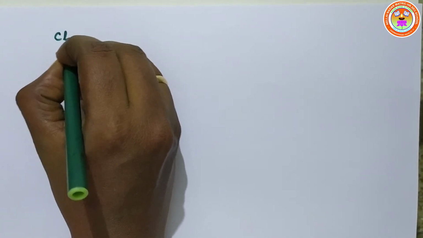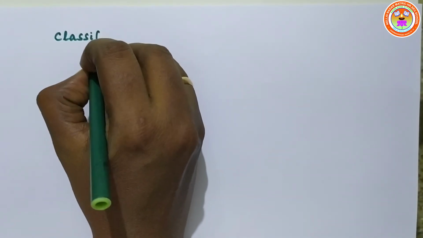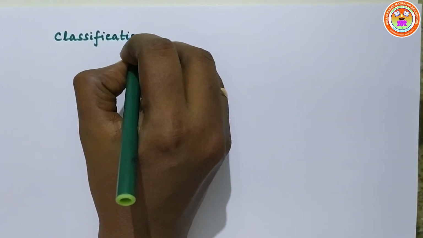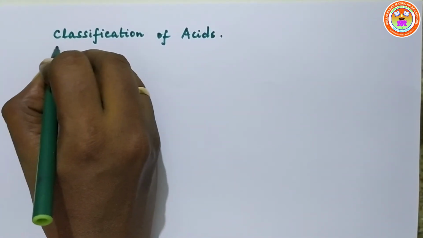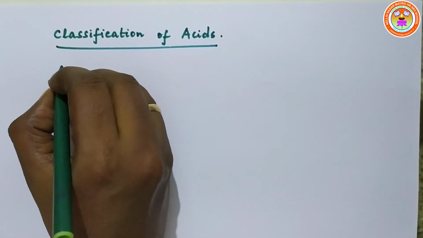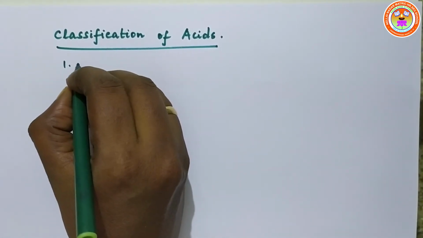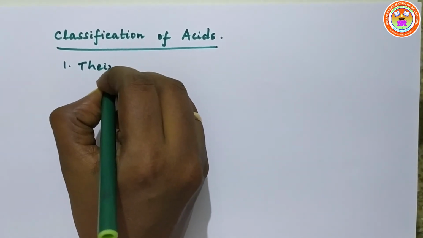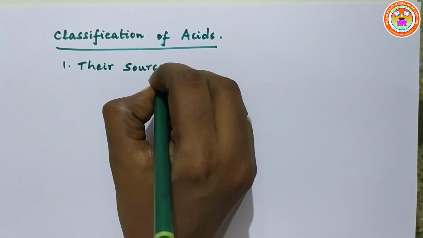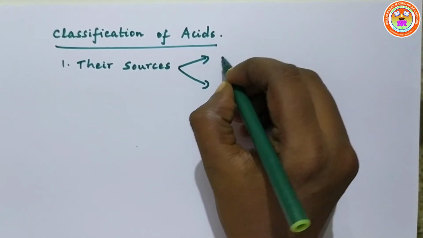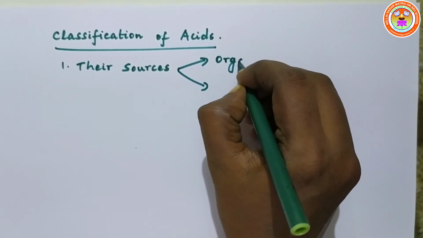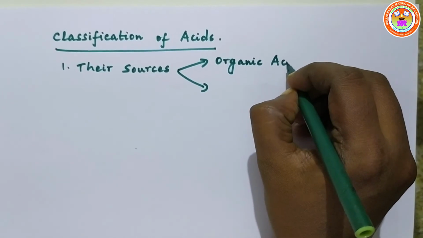We are going to learn the classification of assets. Assets are classified on the basis of their sources, as organic and inorganic assets.